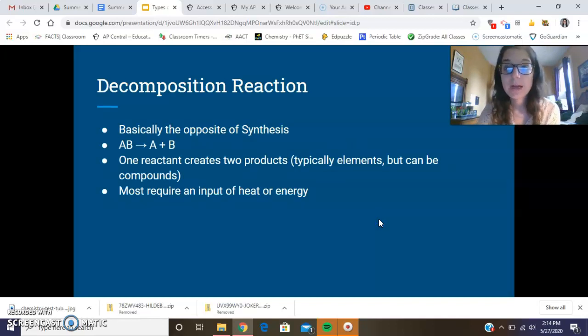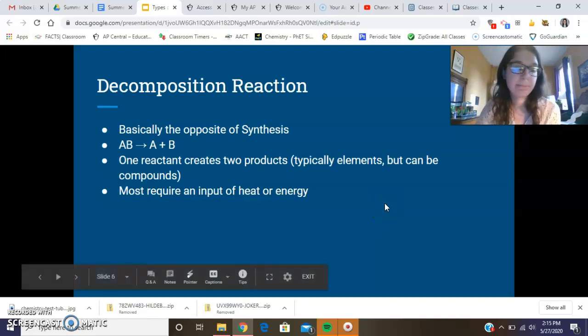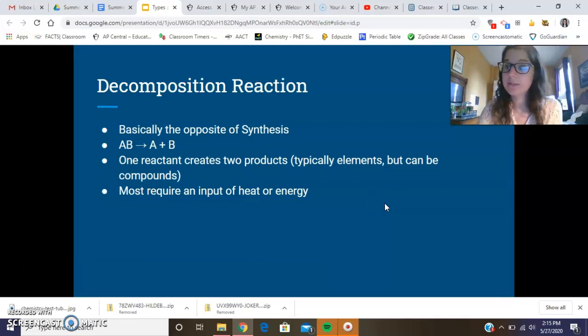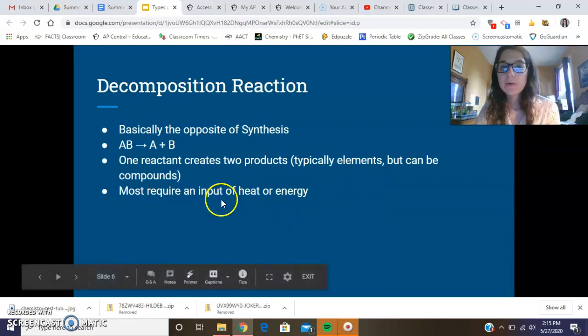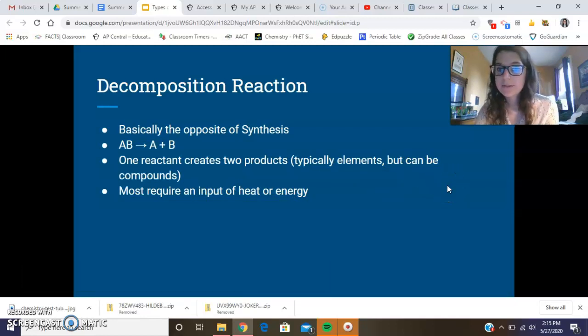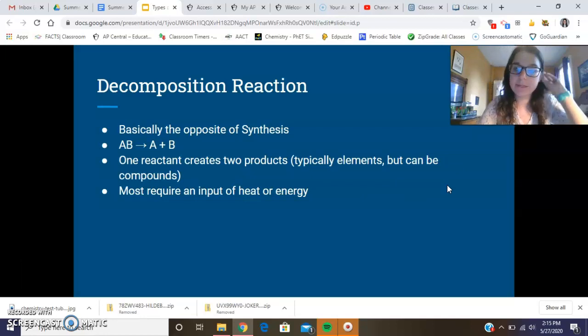The opposite of synthesis reaction would be a decomposition reaction. So here we start with one compound and we get more than one product. Again, typically it's elements, but you can technically get a compound as a result of a decomposition reaction. One example would be baking soda. Over time it decomposes, and one of the products that you get is a compound, not an element. Most decomp reactions require an input of heat or energy, so some decomposition does occur spontaneously over time, but a lot of times you have to add energy or heat in order to make this happen.